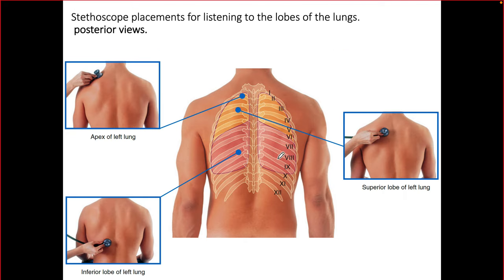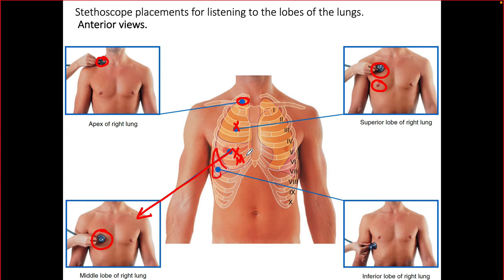Why? Because here is posteriorly. This is the right lung. This is the left lung. Where is the middle lobe? So you have no way to listen to the middle lobe posteriorly. Of course, when you say middle lobe, you are talking about the right lung. So where is the middle lobe? No middle lobe posteriorly. If you want to listen for the sound of the middle lobe, go anteriorly, to the right side. This is the middle lobe.